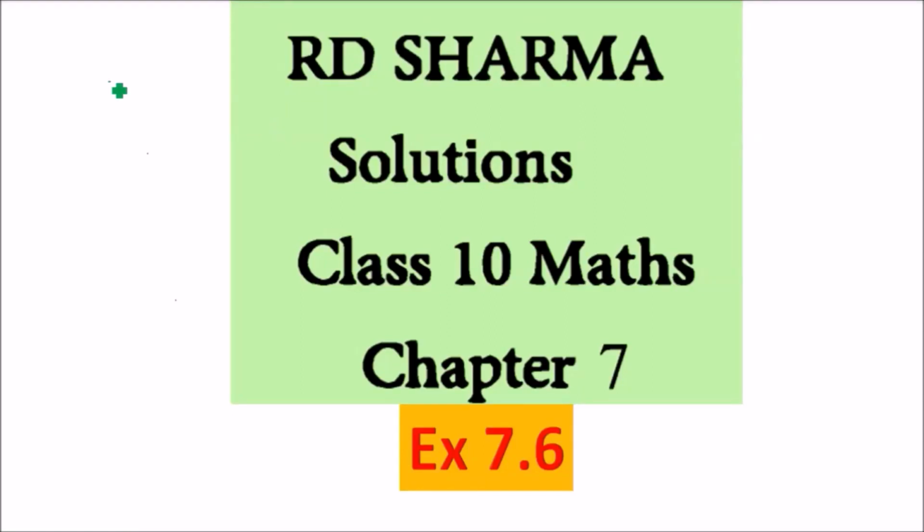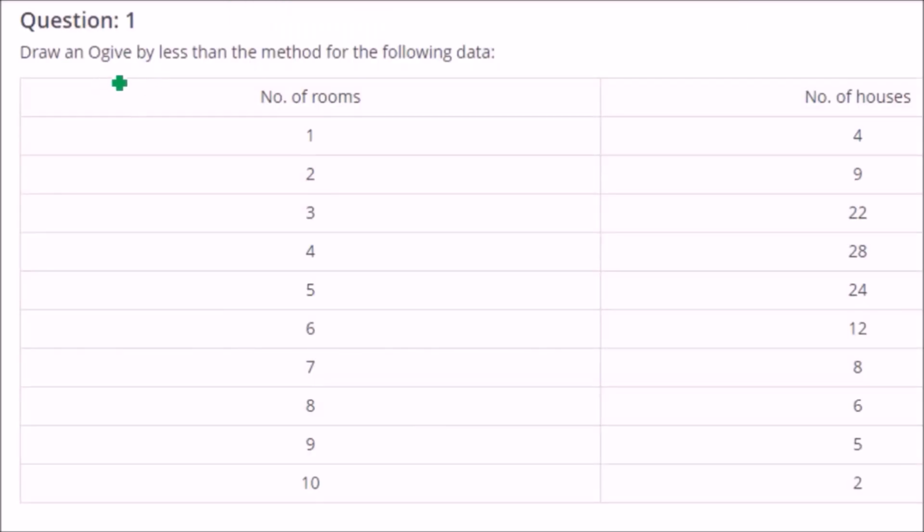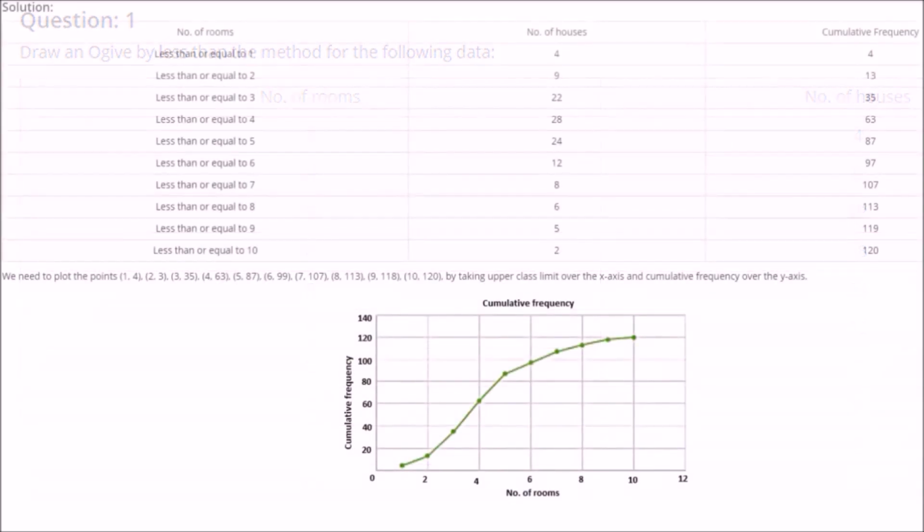This is exercise 7.6 RD Sharma solution, class 10 maths, chapter 7. We have to draw an ogive by the less than method for the following data. So how are we going to draw the ogive? These are the number of rooms and these are the number of houses. So there are two columns being provided to us.